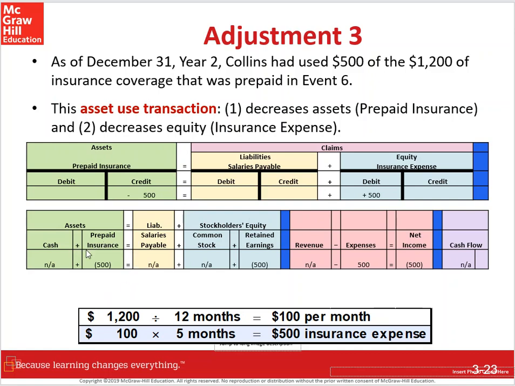So in our accounting equation format, we see assets are decreasing under prepaid insurance, and on the equity side, we see retained earnings decreasing because we have insurance expense. So what's left in prepaid insurance? Well, $1,200 minus $500, there should be $700 of prepaid insurance remaining. Does that make sense? That would cover January through July of the following year. Yeah, that makes sense. 7 more months to go.